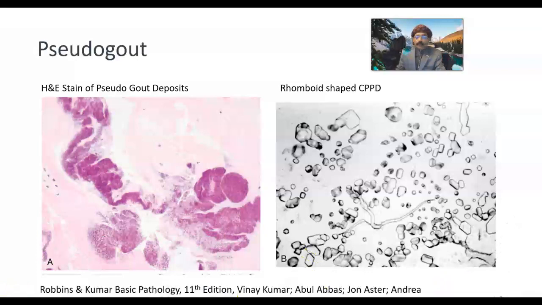So, if we look at this, this is the histopathology of the pseudogout deposits. With hematoxylin stain we get this appearance, with a rounded, irregular shape and red color. If we go through the aspiration of the fluid from the joint and study the smear, we'll get the crystals. Crystals are rhomboid shaped. They are positively birefringent.